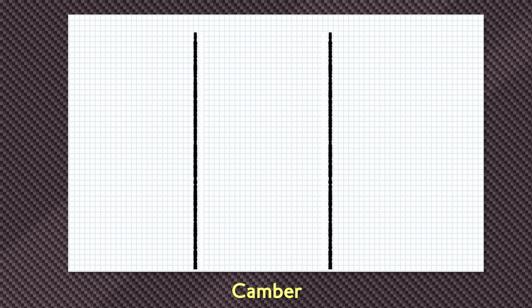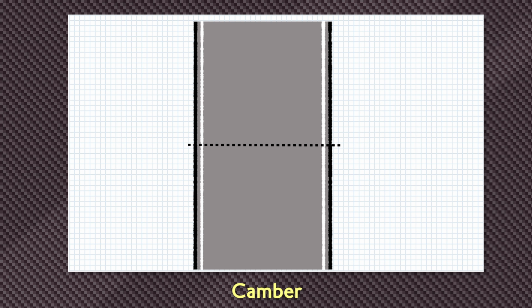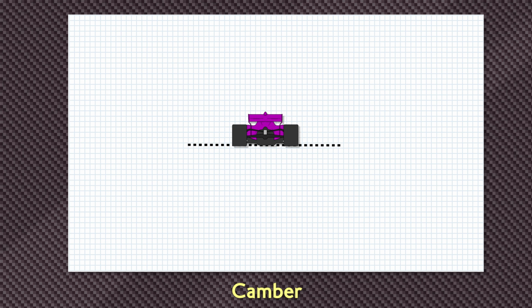Okay, so let's talk camber now. Camber refers to the tilt of the surface of the track across its width. The track may be flat, or it might be tilted one way or the other, or even bent across its width.